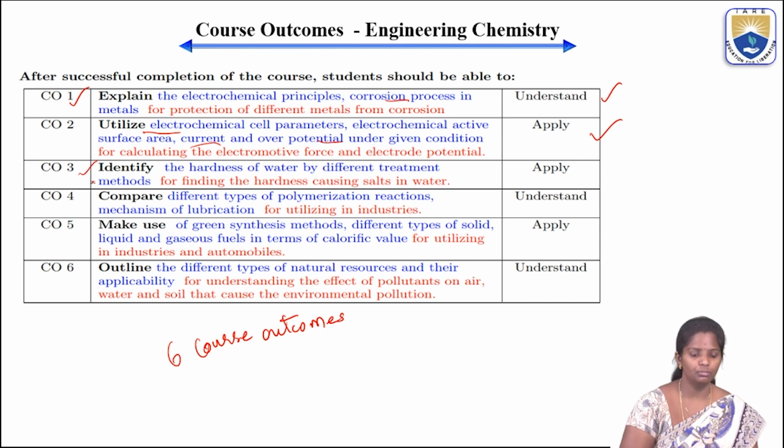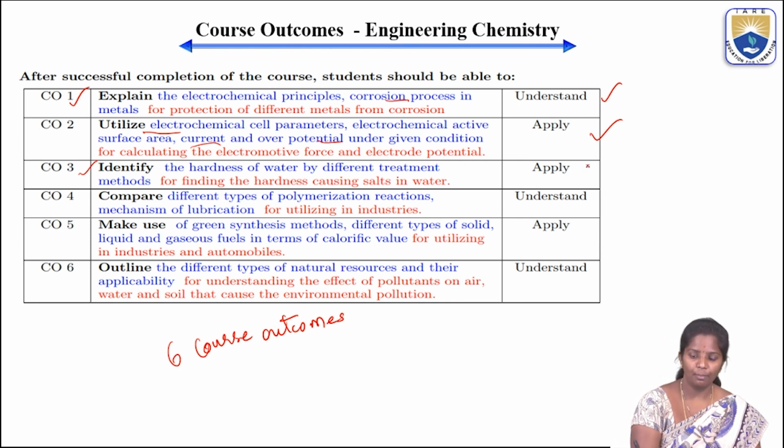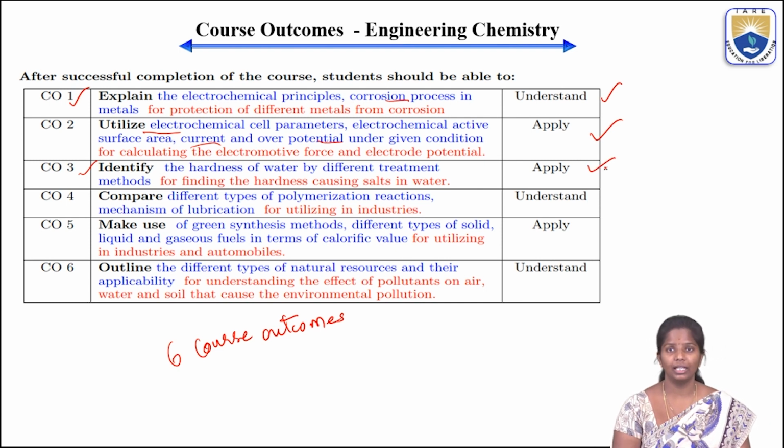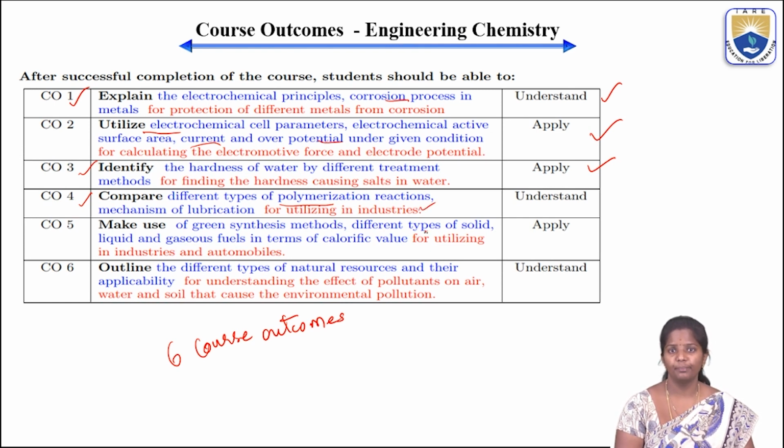Course outcome 3 is the identification of the cause of hardness of water, and then applying the knowledge to calculate the hardness of that particular water, which can be used to avoid damage to boilers, for example, if we are using it in engineering fields. Course outcome 4 gives a comparison of polymerization reactions and the mechanism of lubrication with utilization in industry. This is an understanding to know the knowledge so that we can apply it in the practical world.